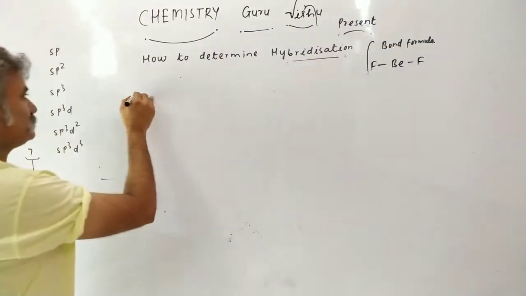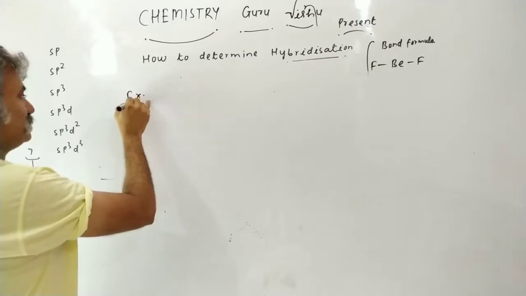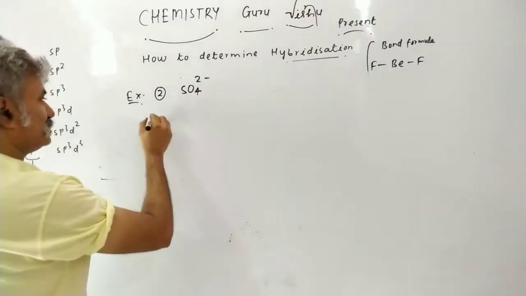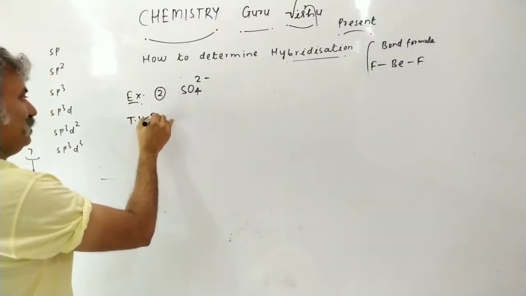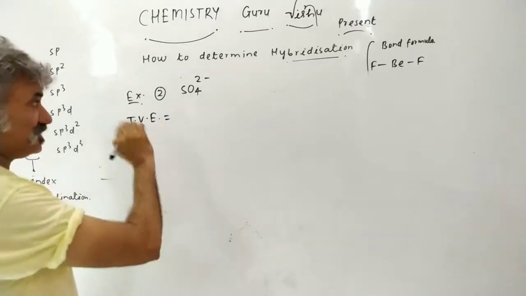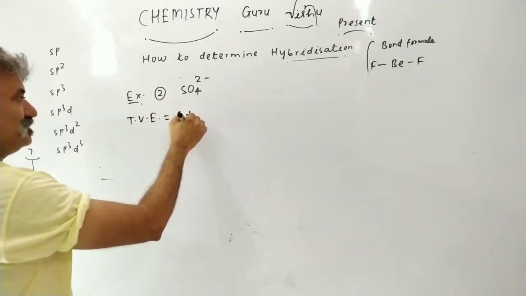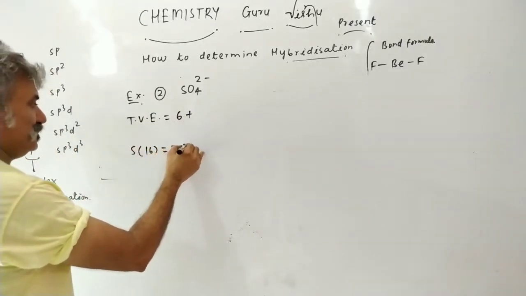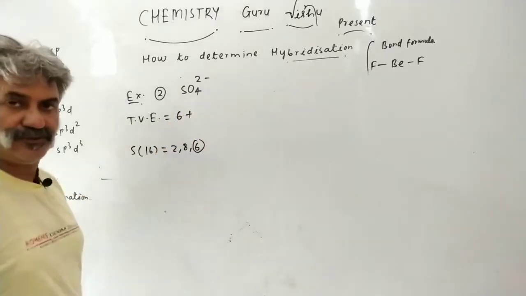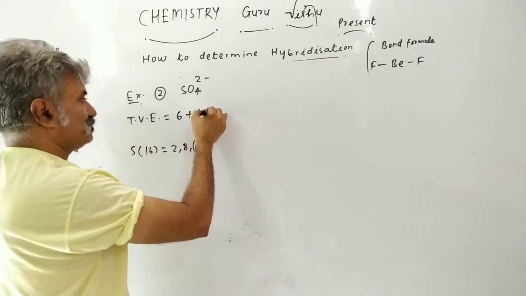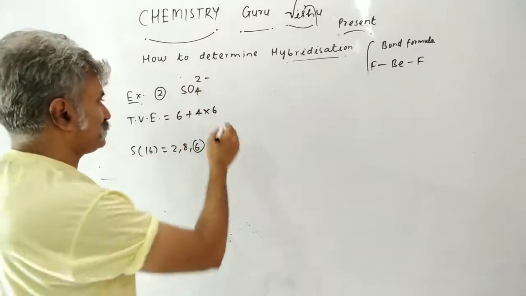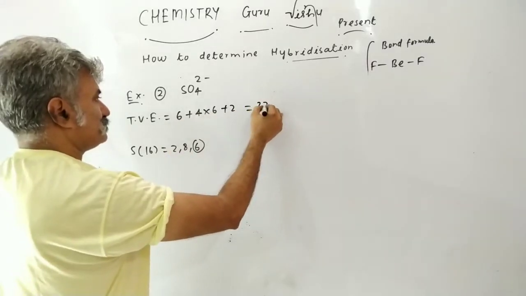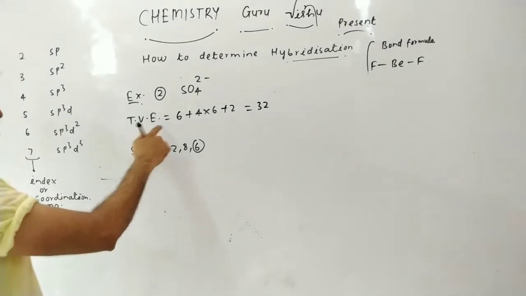Another example is sulfate ion. So total valence electrons including charge: sulfur has 6 valence electrons in its valence shell, sulfur being 16, 2, 8, 6. Oxygen is also in group 16, so 4 into 6, minus 2 means 2 additional electrons, means plus 2. The total valence electrons is 32.